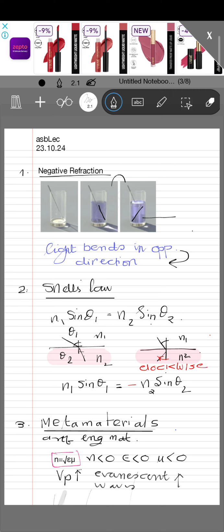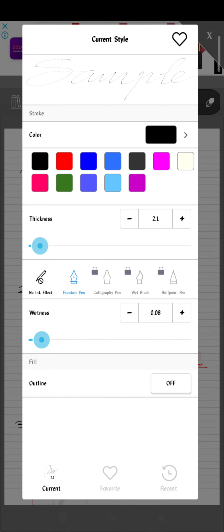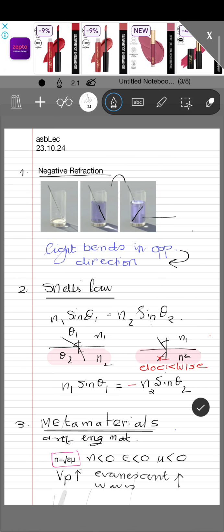Now these materials which show such negative refraction are called metamaterials. Metamaterials, apart from negative refraction, also show negative permeability and negative permittivity. Since these three terms are related to each other, like n is equal to root over epsilon mu, this is what makes an artificially engineered metamaterial.